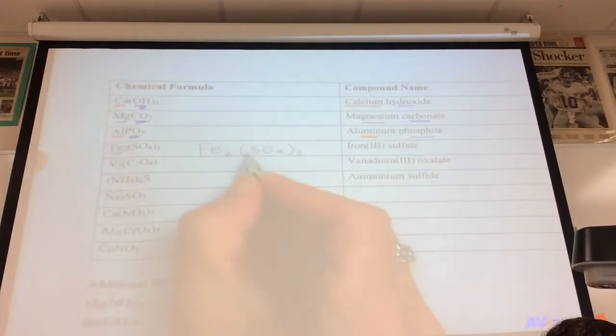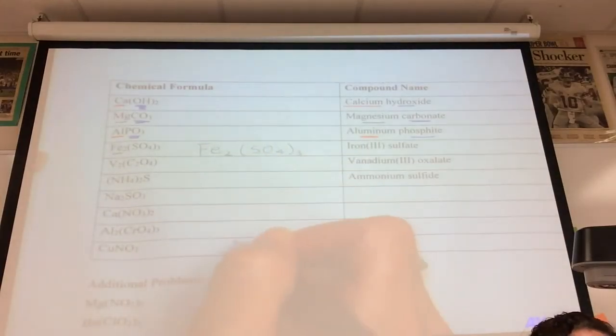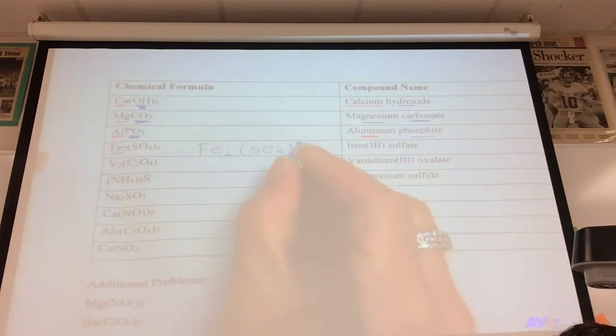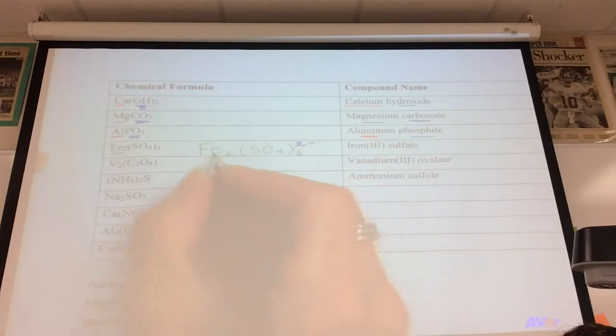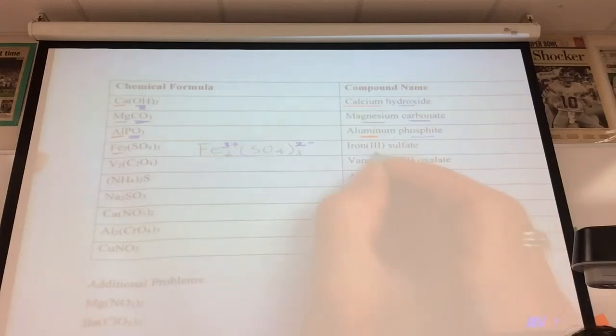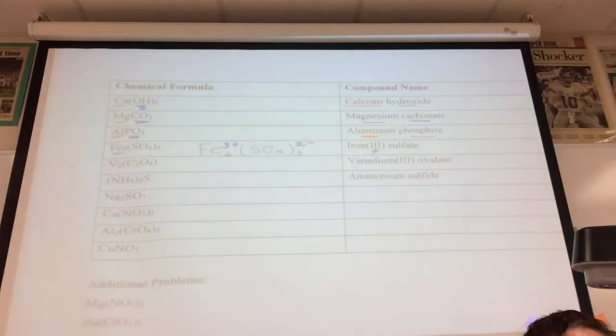What's the charge on a sulfate ion? 2 minus. 3 times 2 is? Divided by 2? Charge on iron in this compound is iron 3 sulfate. That to me is the hardest part. That one's pretty straightforward. The very last one's tricky, but I'm going to show you how to solve it and you'll be very successful with it.